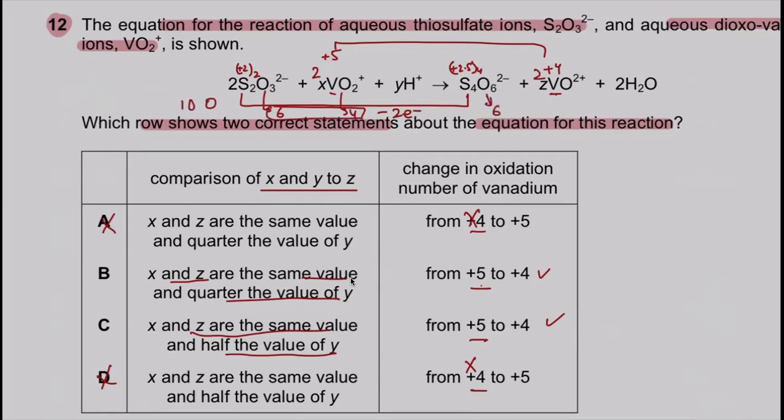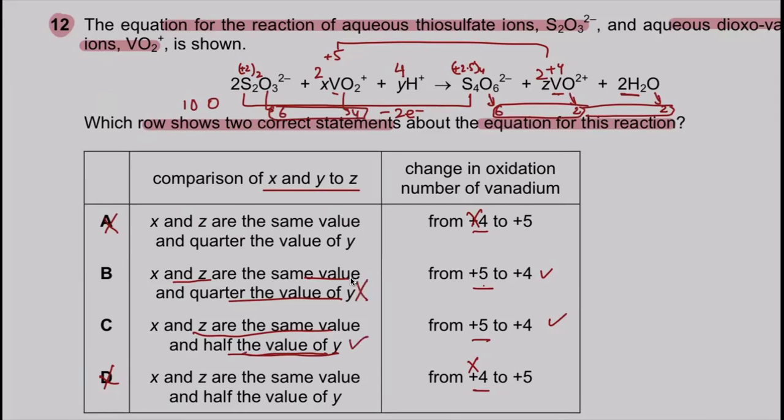Over here, we have 6 oxygen, and over here, we have 2 oxygen. So we have 8 oxygens over here and 2 over here, so there are 10 over here. So we get 4 hydrogens. So yeah, X and Z are the same and they are half the value of Y. That is correct because Y is 4 and X and Z are 2. So B goes wrong and C is the correct answer. I hope it's clear.